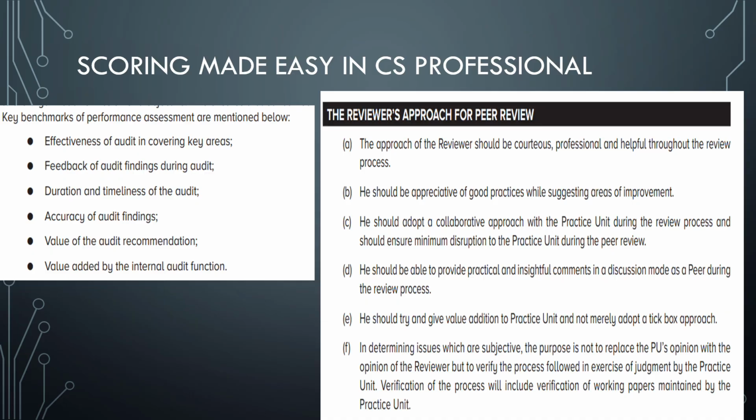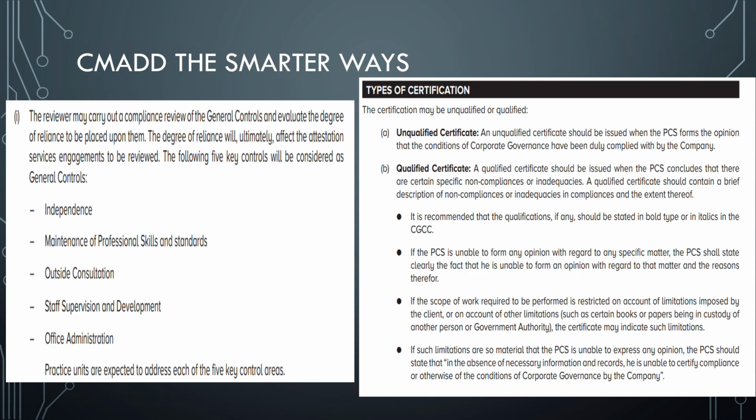So what are the various key terms? Let's quickly recall once. Courteous, professional, and helpful throughout the review process, and appreciative of the good practices, and collaborative approach, and practical and insightful comments, and also not merely a tick box approach. So this is the reviewer's approach for peer review. So moving on to the next question.